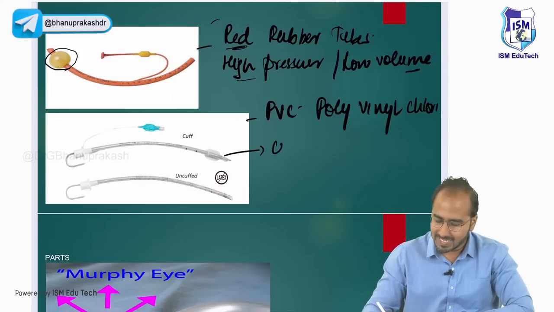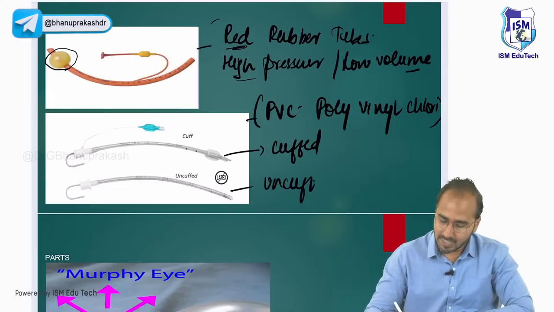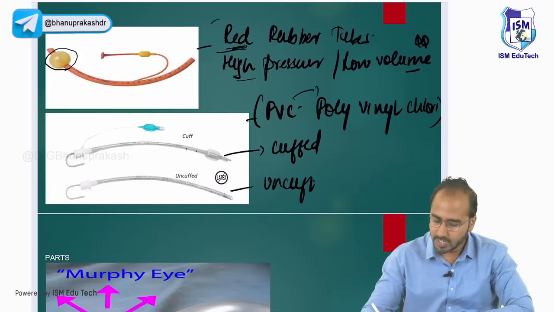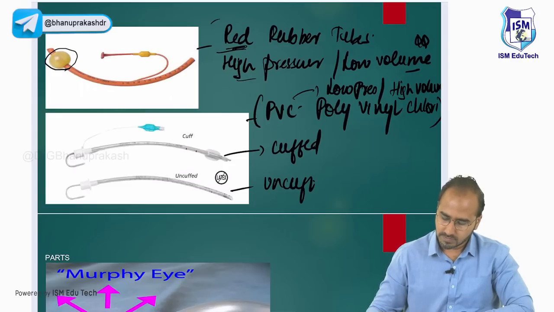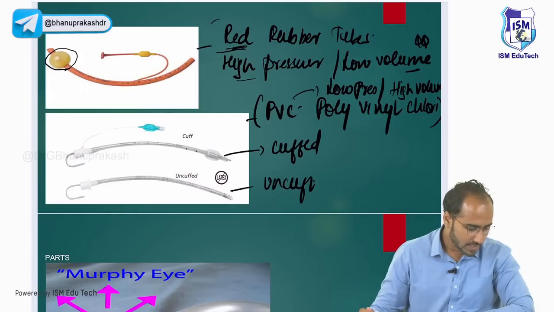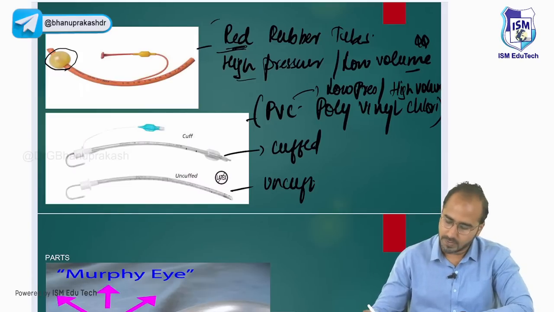There are two types of PVC tube. One tube is called a cuffed tube. The other is called an uncuffed tube. Right? So remember, guys, red rubber tubes had high pressure, low volume. PVC tubes have what? Low pressure, high volume. Low pressure, high volume. Okay.